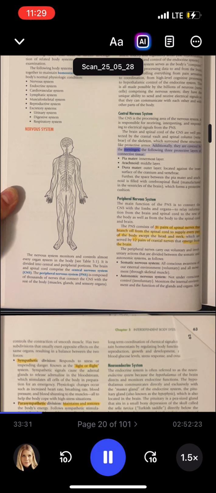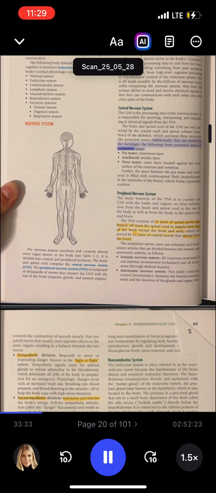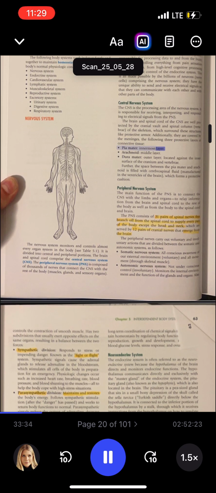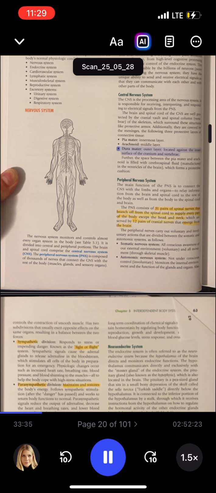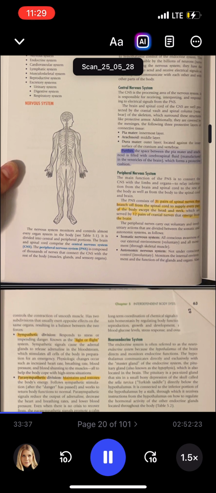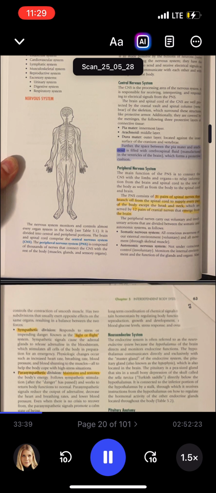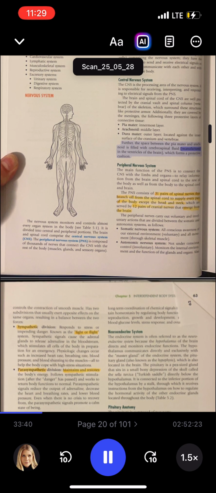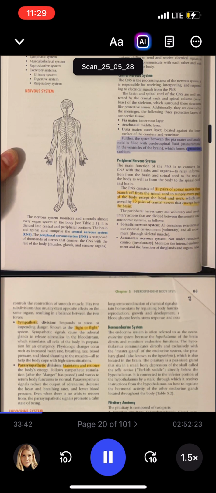Additionally, they are covered by the meninges, the following 3 protective layers of connective tissue: pia mater, innermost layer, arachnoid, middle layer, and dura mater, outer layer, located against the inner surface of the cranium and vertebrae. Further, the space between the pia mater and arachnoid is filled with cerebrospinal fluid manufactured in the ventricles of the brain, which forms a protective cushion.